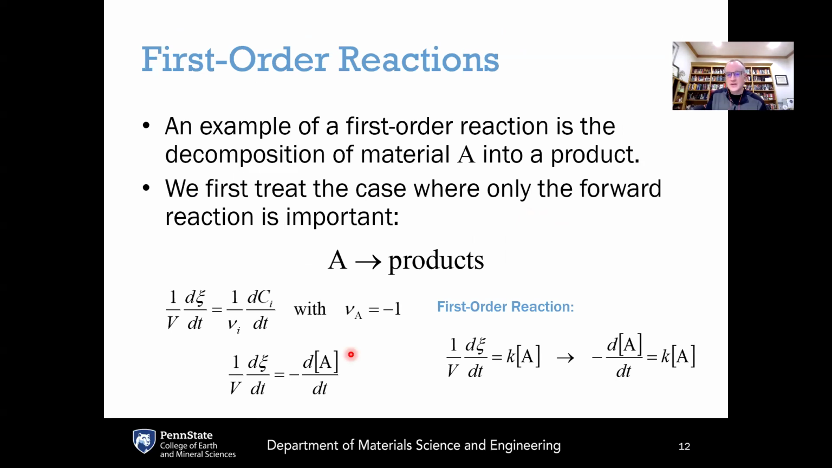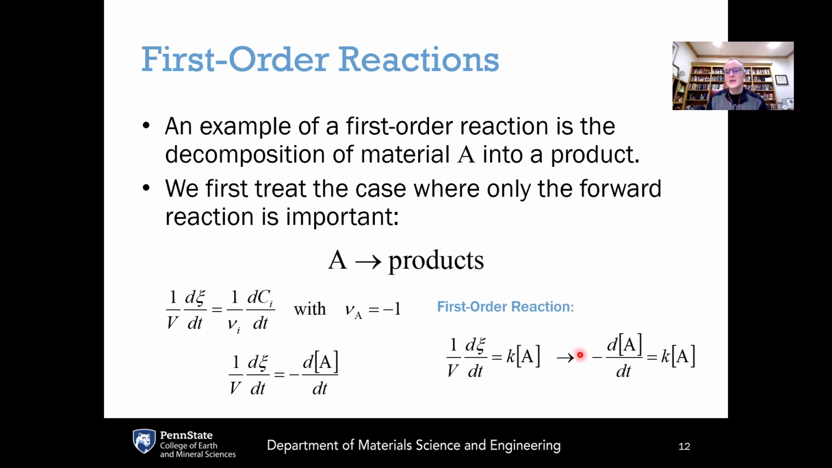Now, let's consider solving one of these reaction equations for a simple first-order reaction. An example of a first-order reaction is the decomposition of some material A into a product. We first treat the case where only the forward reaction is important. So, for example, this would just be a decomposition reaction where you have some amount of A here and it decomposes into products.